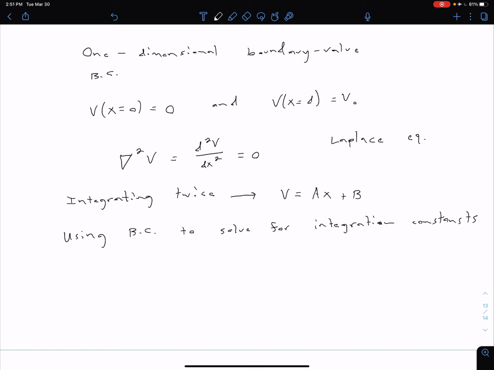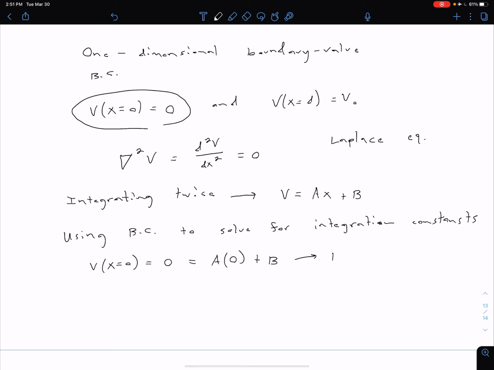So let's go ahead and start at that bottom plate. We said at the bottom plate, x equals 0, and we know our potential at that point is 0. Plugging it into our expression here, considering this boundary condition, we have a times 0, because our x is 0 at the bottom plate, plus b. And so of course what this tells us is that b is equal to 0.